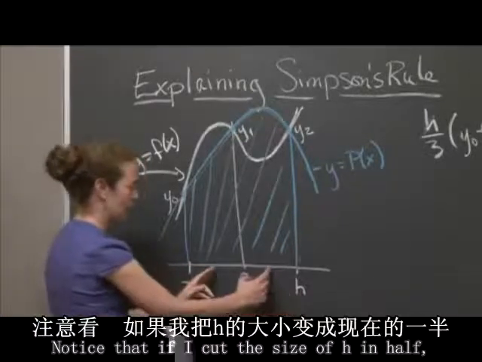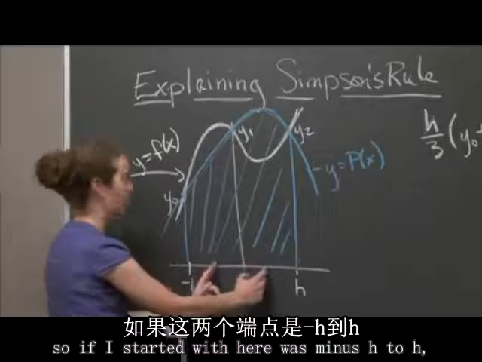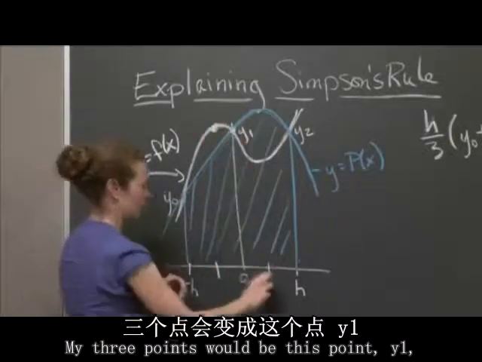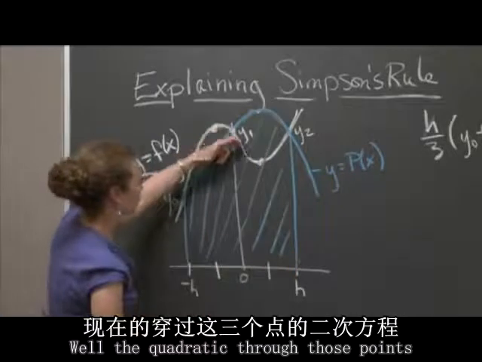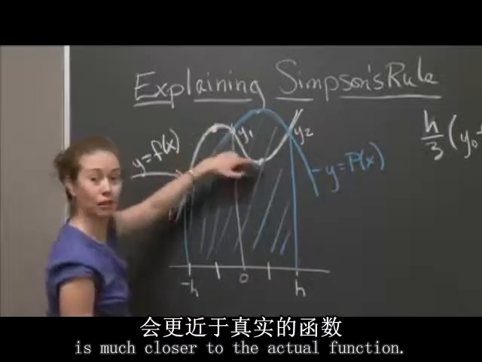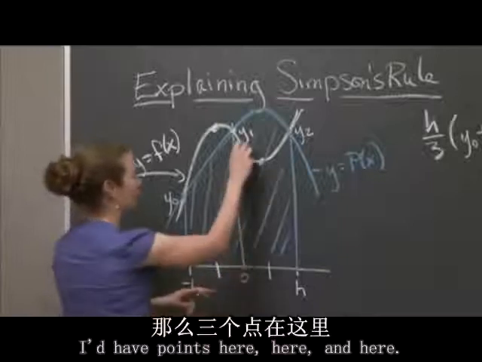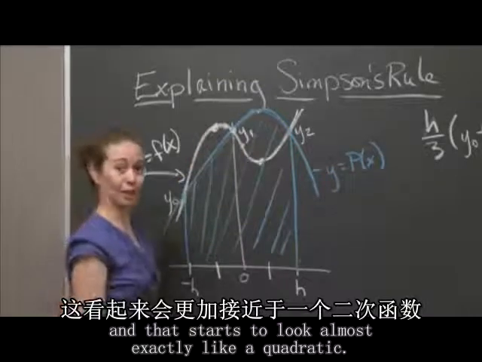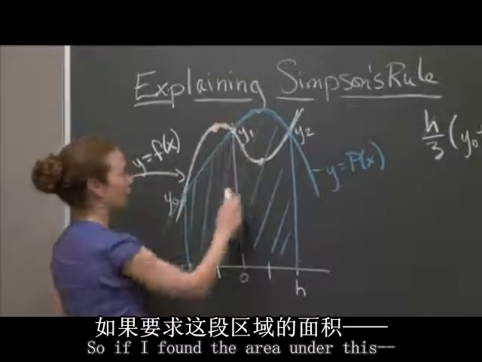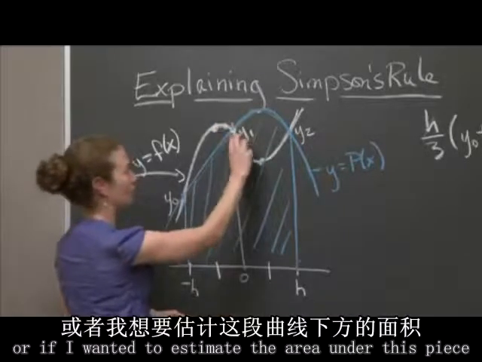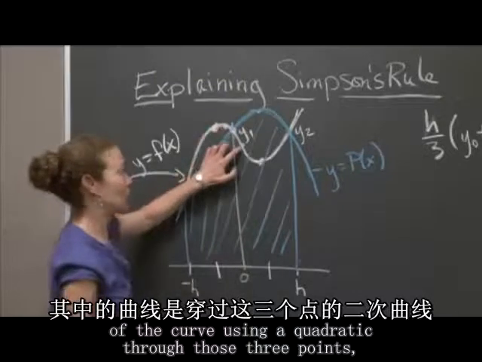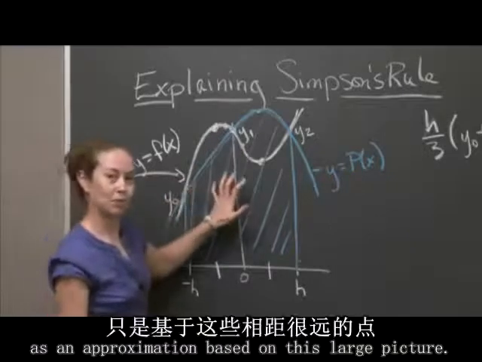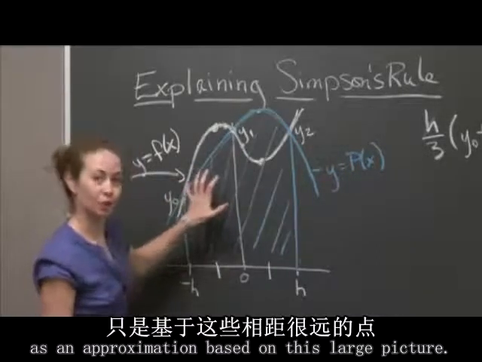Notice that if I cut the size of h in half, so if I started with here was minus h to h, what would my 3 points be? My 3 points, y1 and y2, would be right here. Well, the quadratic through those points is much closer to the actual function. And if I cut that in half again, I'd have points here, here, and here. Something like that. And that starts to look almost exactly like a quadratic. So if I wanted to estimate the area under this piece of the curve using a quadratic through those 3 points, they would be very close. So don't be alarmed by Simpson's rule as an approximation based on this large picture.